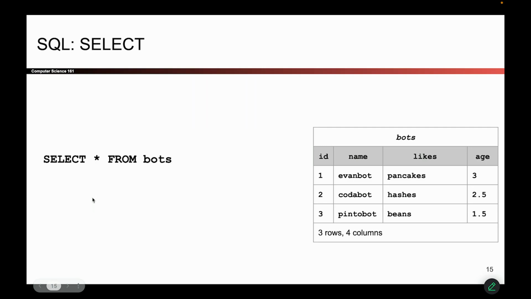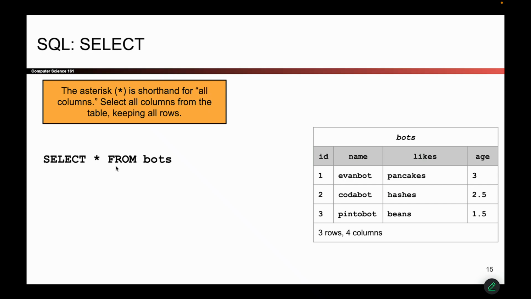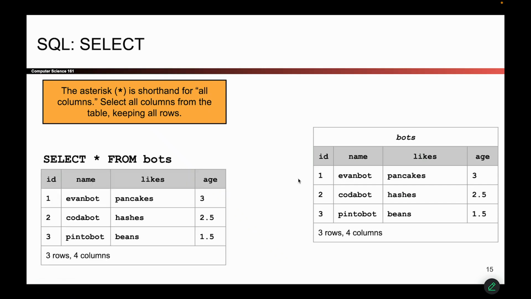OK, more SQL syntax. This is kind of a syntax-heavy section, but we'll get through it. Sometimes if you say star, that means you want everything. It's a shorthand for all the columns. So if I say select star from bots, you just get all of the columns back. It would be the same as saying select ID, name, likes, age from bots. They give the same result.